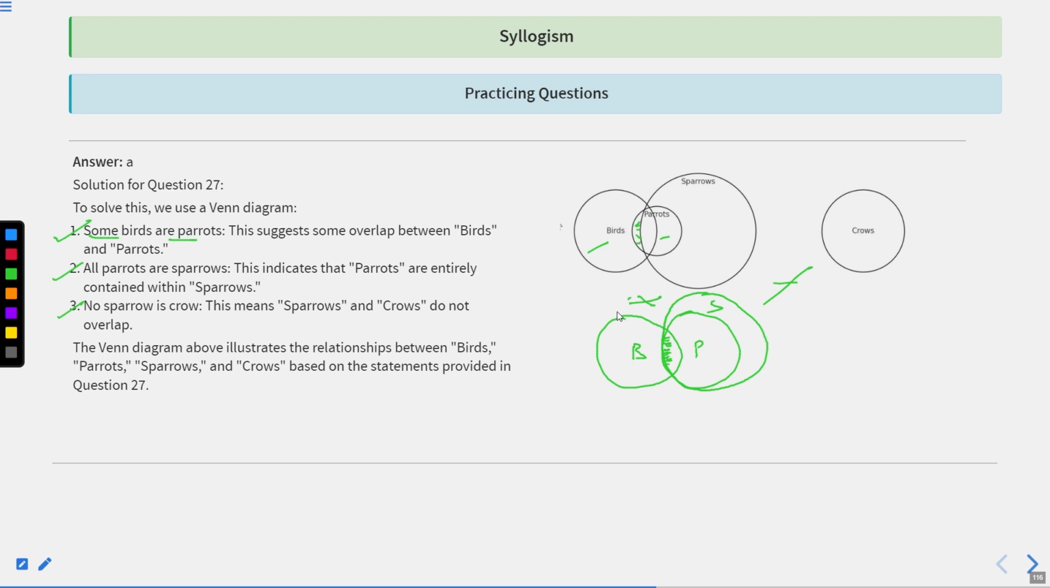Some birds are sparrows. Obviously, we can clearly see that some birds are sparrows, which is being represented from the Venn diagram. Why? Because there are parrots which are within the circle of sparrows, and all the parrots, since they are within the circle of sparrows, and some of the parrots are birds. Therefore, those parrots which are birds, or those birds which are parrots, will obviously be sparrows, because all the parrots are sparrows.